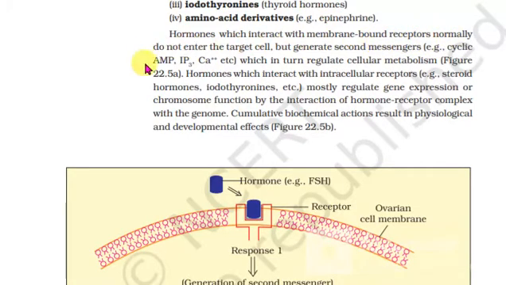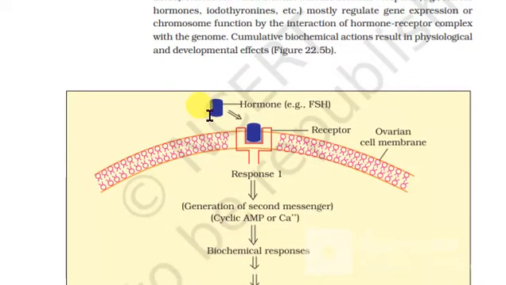Example, cyclic AMP, IP3, Ca2+, etc., which in turn regulate cellular metabolism. Hormones which interact with intracellular receptors, example, steroid hormones, iodothyronines, etc., mostly regulate gene expression or chromosome function by the interaction of the hormone-receptor complex with the genome. Cumulative biochemical actions result in physiological and developmental effects.